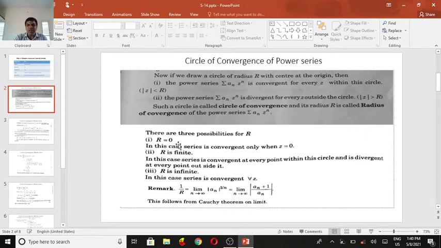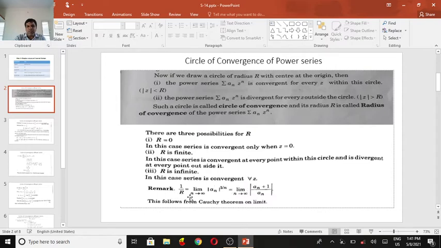There are three possibilities for r. We already know from the previous sessions the case r equal to 0. In this case, the series is convergent only when z equal to 0. Second, r is finite. In this case, the series is convergent at every point within this circle and is divergent at every point outside the circle. Third, if r is infinite, in this case, the series is convergent for all z.